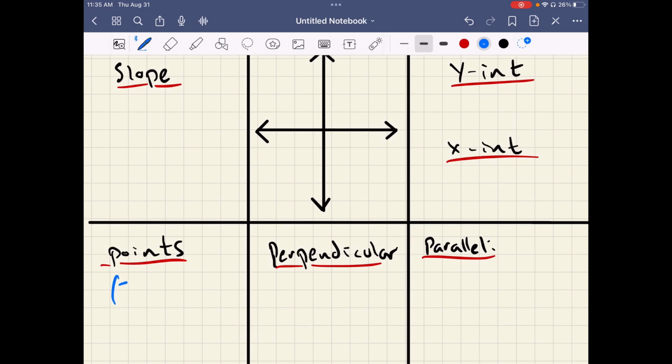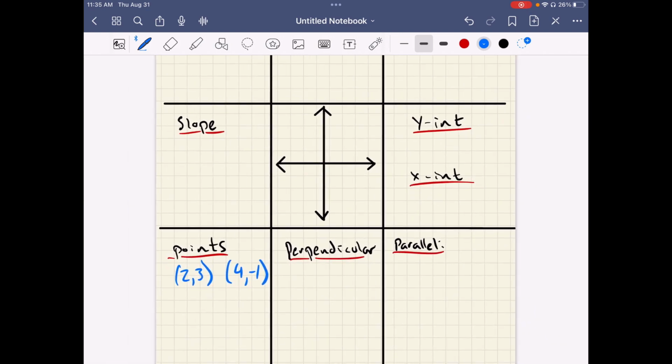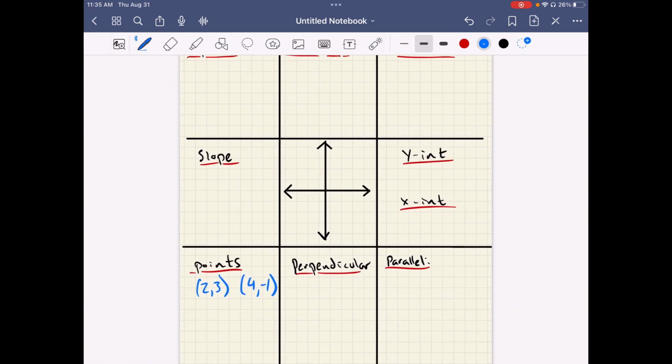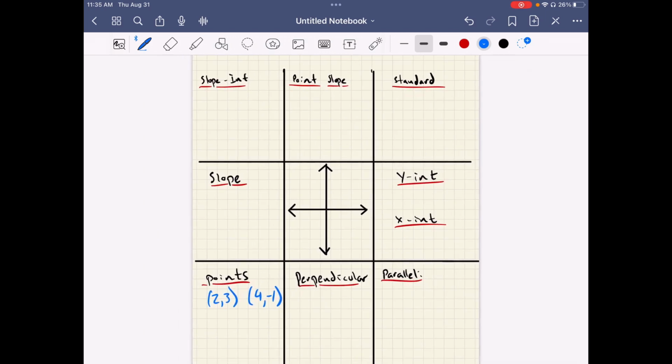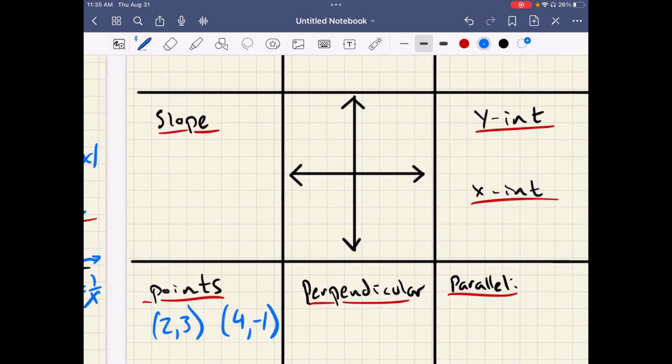So the first thing we're going to do is, what if they give you 2 points, right? And that happens a lot. They might ask you a lot of different questions. They might ask you to find the slope. They might ask you to write a line perpendicular or parallel. They might ask you to put it in a particular form. And again, there are multiple paths to get to all of these, but I'm going to start off with the slope, because it's an easy one to find, right?